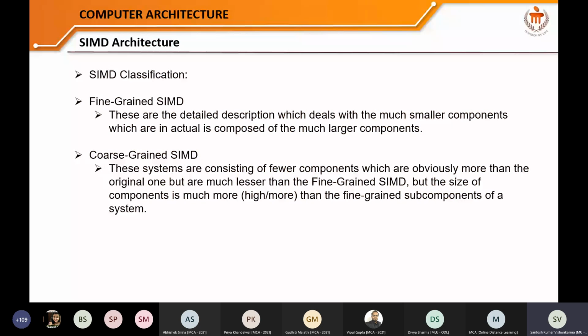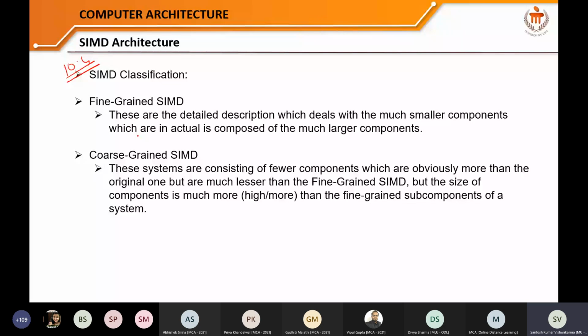Now, the very important aspect, students, is the classification. What's the classification of SIMD structure? As you can see, it may be of two types. The first is the fine-grained SIMD, and the second is the coarse-grained. If you're referring to the notes, please go through 10.4. You can have a better classification of fine as well as coarse grain.